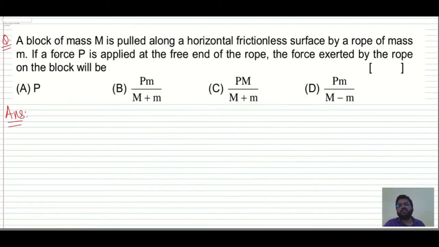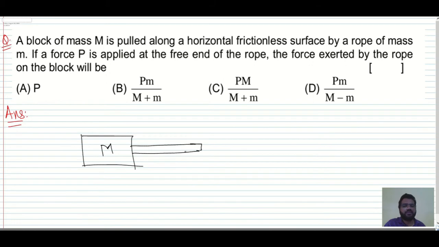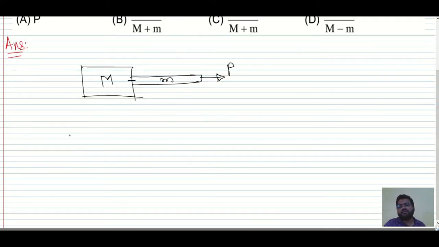Next question, a block of mass capital M is pulled along a horizontal frictionless surface by a rope of mass small m. So we have one block of mass capital M, it is pulled by a rope of mass small m. If force P is applied at the free end of the rope, the force exerted by the rope on the block is. Okay, so we want this force, right? The contact force. Okay, so firstly, what is the acceleration? It is the force divided by total mass, that is capital M plus small m.